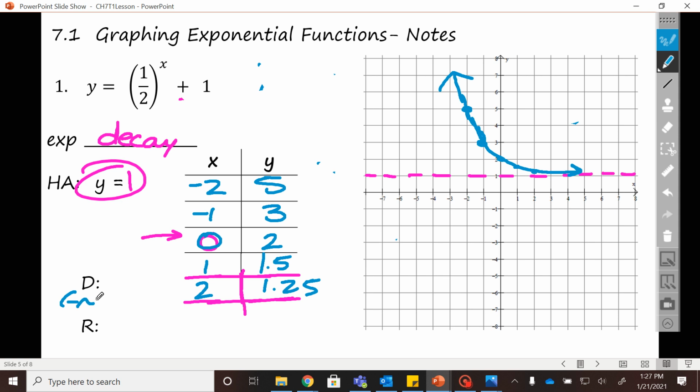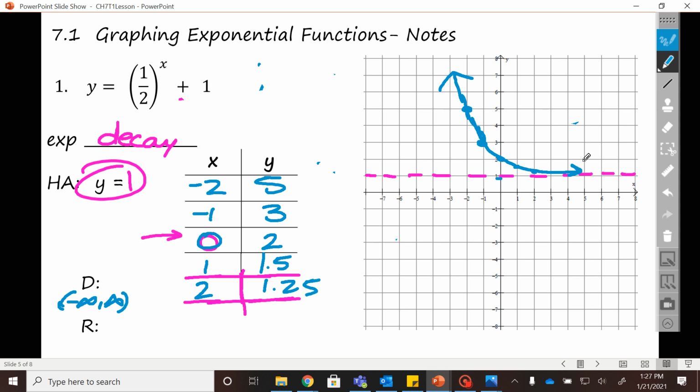The domain, -infinity to infinity, because there is no limitation on the x values. Okay, the x goes all the way to the right and all the way to the left. The range, on the other hand, there is a limitation because the farthest down that this graph goes is to 1. It doesn't even cross 1.